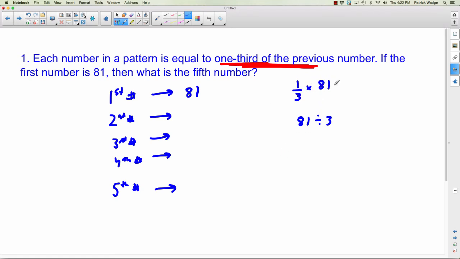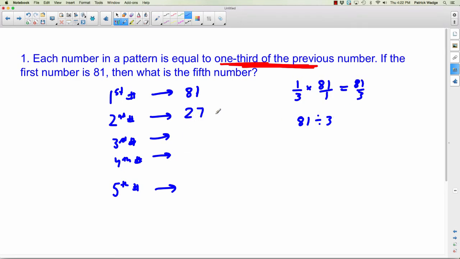Do 1/3 times 81. You could ninja slice this, and you'll end up with 27. Or if you don't like ninja slicing, you go 81 over 1. 1 times 81 is 81. 3 times 1 is 3. Hey, look what you ended up with: 81 divided by 3, just like I did here. 81 divided by 3 is 27. So that's the second number.